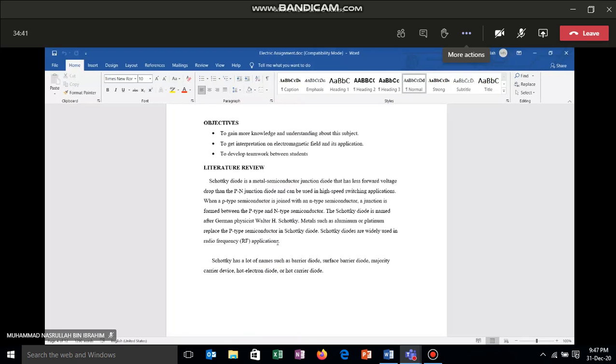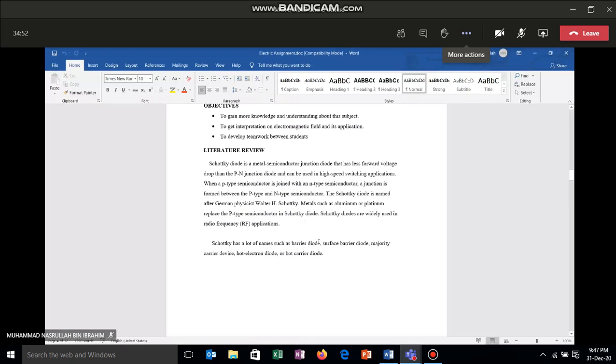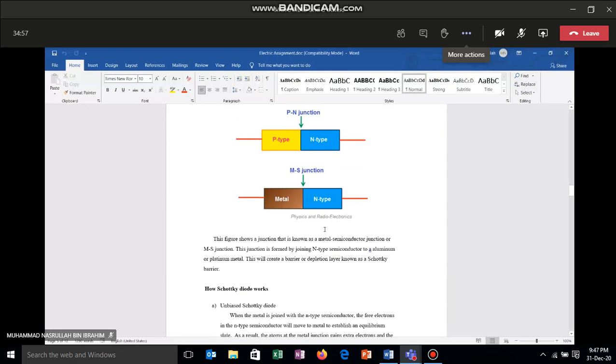These diodes are widely used in radio frequency application. Schottky has a lot of names such as barrier diode, surface barrier diode, majority carrier device, or hot carrier diode. Next, this figure shows a junction that is known as a metal semiconductor junction or MS junction. This is formed by joining n-type semiconductor to an aluminium or platinum metal. This will create a barrier or depletion layer known as Schottky barrier.